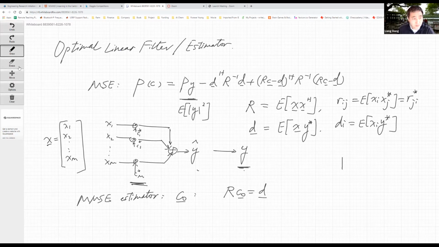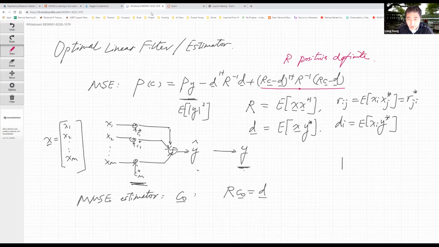Now, where does that come from? Well, it comes from right here, because this is the only part that is a function of C. And we know this is a very nice structure here. In the middle is my R to the power -1. R is an autocorrelation matrix. Autocorrelation matrix is positive definite.